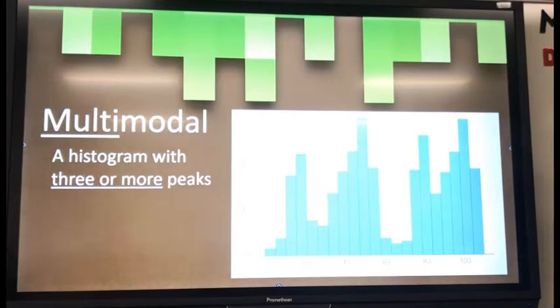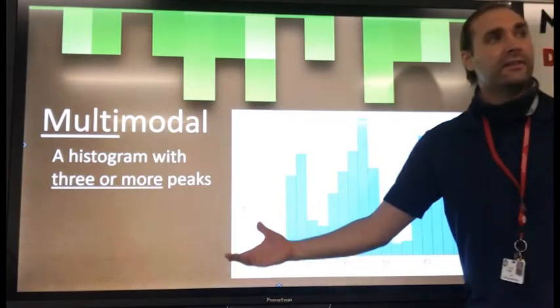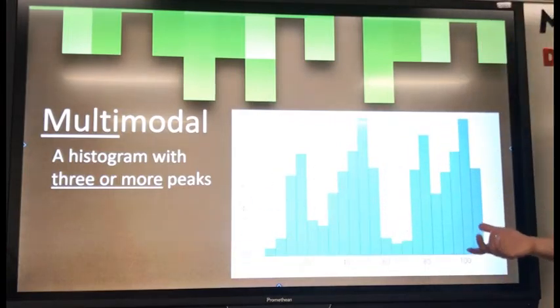Multimodal is three or more peaks. What kind of example do you think would give this? Actually, you know a good example was COVID. Remember, you had to either have a 69, 79, 89. There was nothing in between. So that would probably be an example of a multimodal.